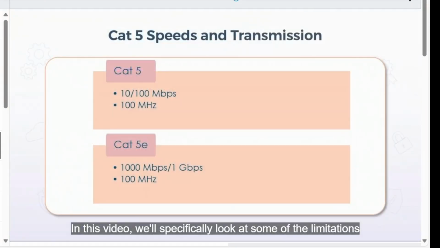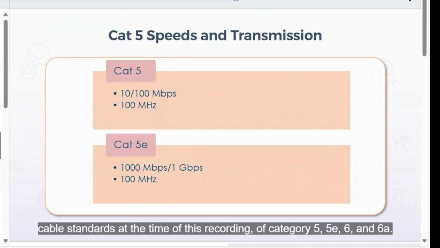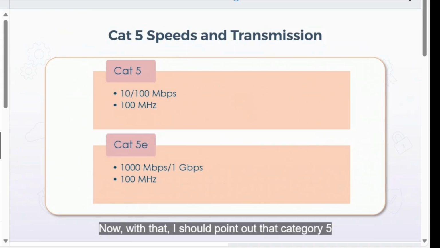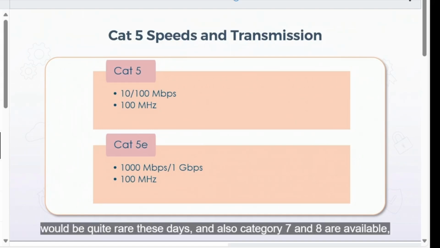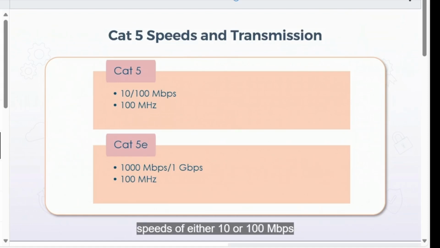In this video, we'll specifically look at some of the limitations of wired Ethernet standards, including the speeds they can handle and some other considerations, but we'll focus on the most common cable standards at the time of this recording: Category 5, 5E, 6, and 6A. Now, with that, I should point out that Category 5 would be quite rare these days, and also Category 7 and 8 are available, but that all said, beginning with Cat 5 and 5E, 5 was only capable of supporting speeds of either 10 or 100 megabits per second and used a transmission frequency of 100 megahertz.